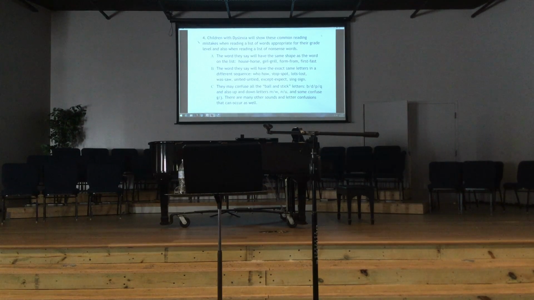Children with dyslexia will show these common reading mistakes when reading a list of words appropriate for their grade level and also when reading a list of nonsense words. The word they say will have the same shape as the word on the list. House, horse, girl, grill, form, from, first, fast. They usually memorize the words by shape and first and last letter.